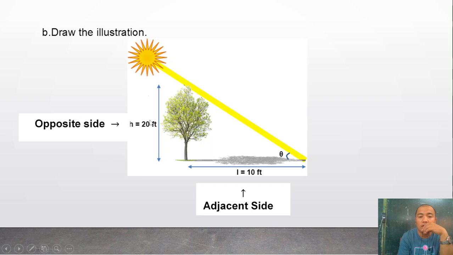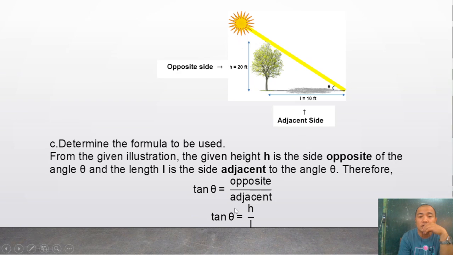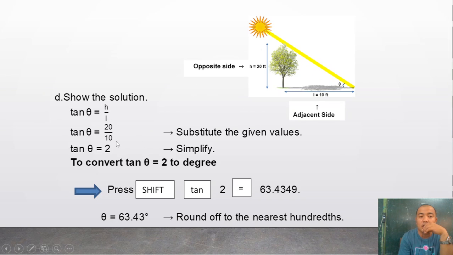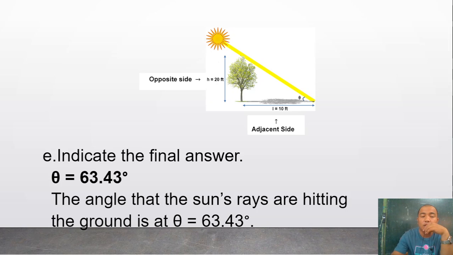So what are the sides involved? Opposite side and adjacent side. So we're going to use the tangent function, TOA. So tangent theta is equal to H over L, or tangent theta is equal to 20 over 10. But 20 over 10 is 2. So tangent theta is equal to 2. So from here, we can solve the measure of the angle. In your calculator, theta is equal to shift tangent 2 equals. So the answer is 63.43 degrees. That is the angle of elevation of the sun at that particular time. So 63.43 degrees is the angle at which the sun's rays are hitting the ground.